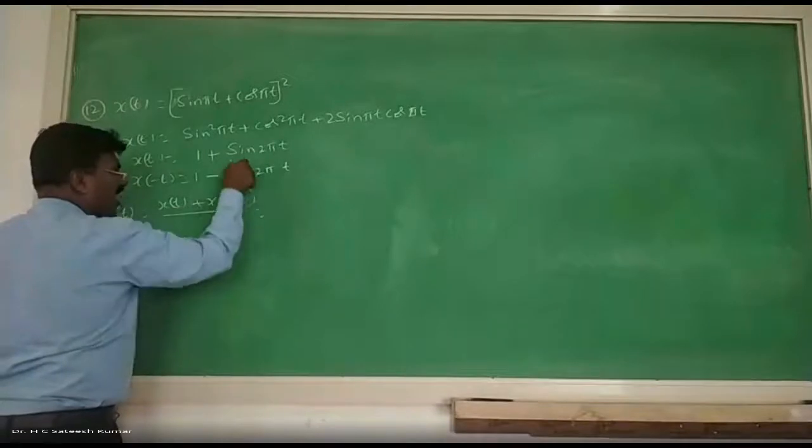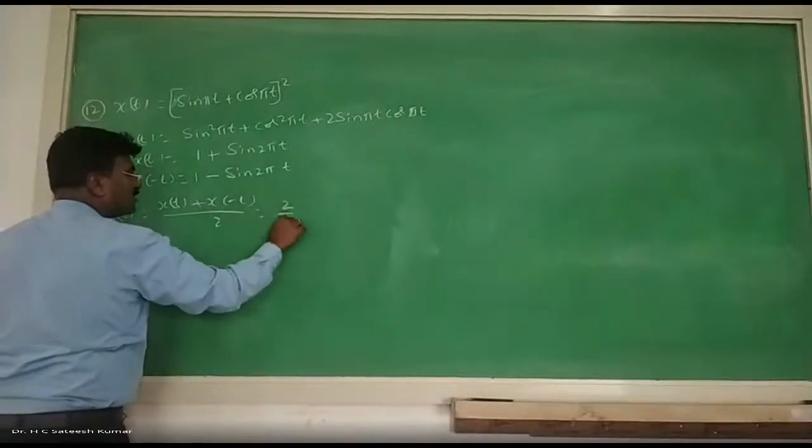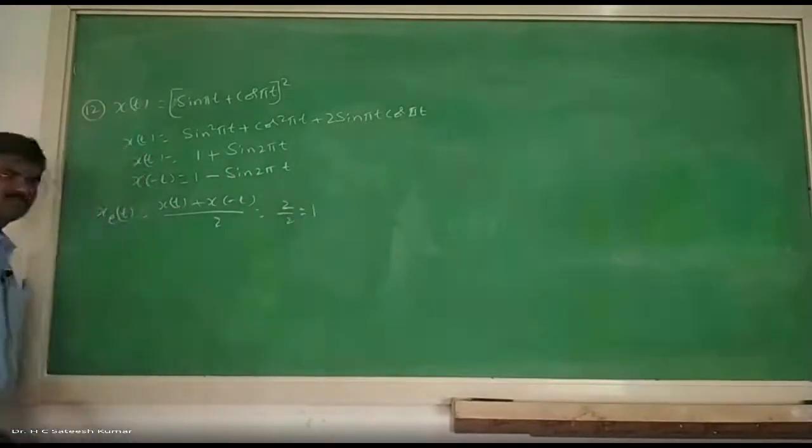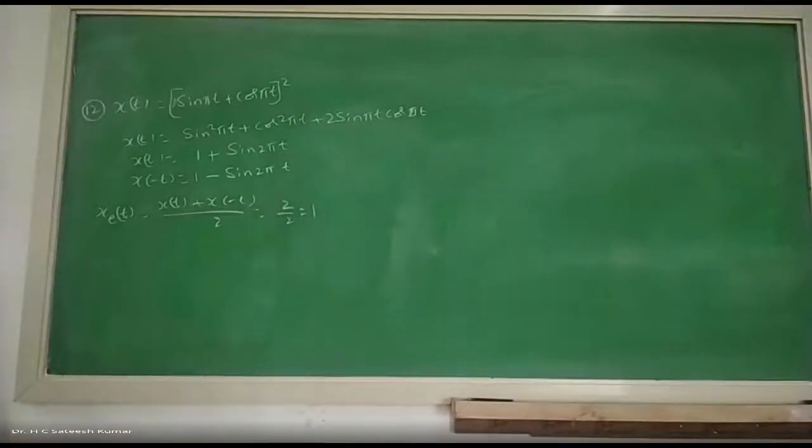That means if you add it, this will get cancelled. 2 divided by 2, which is equal to 1. So that is the answer. That will fetch you 2 marks.